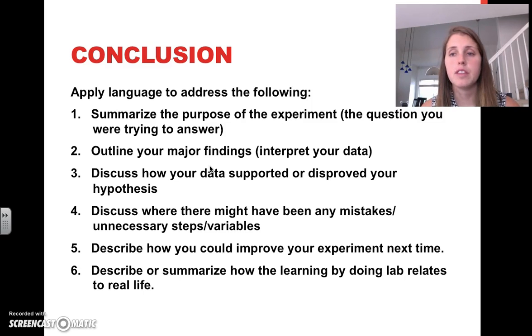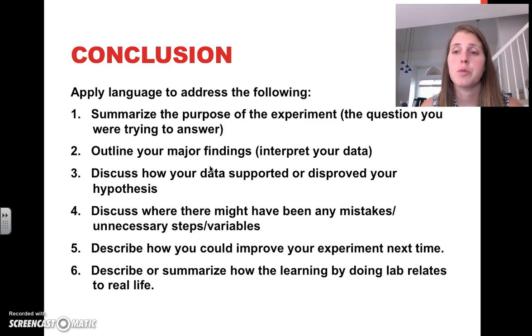So finally, you would write a conclusion. And in your conclusion will be these 6 things. You're summarizing the purpose or the question that you were trying to answer, and you're outlining any major findings that you had. So just basically interpreting your data, saying A happened, therefore B happened. It looks like, according to my data, that that is supported.